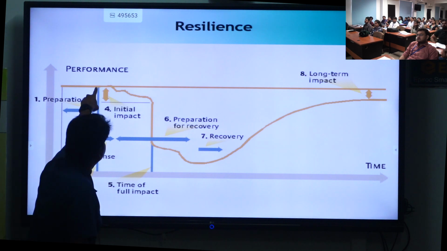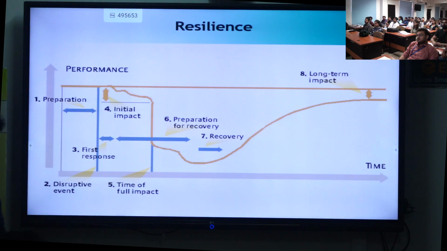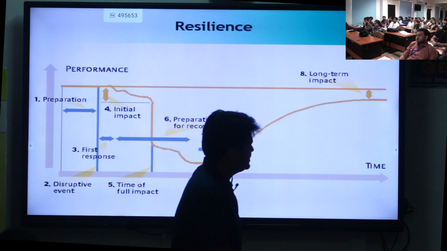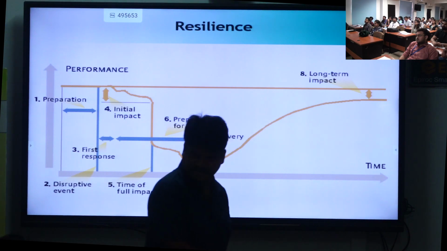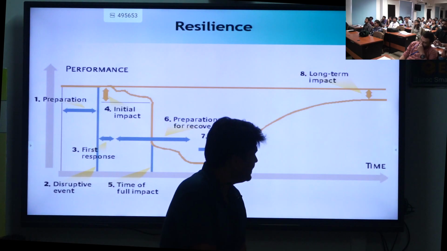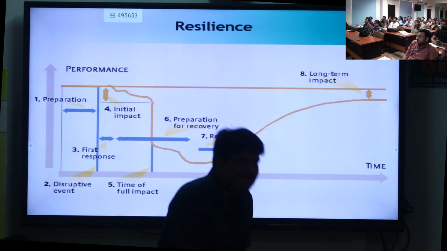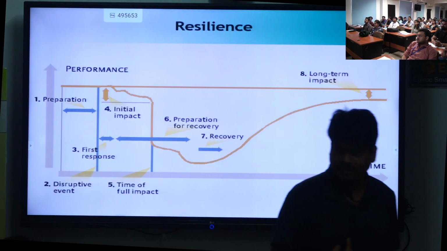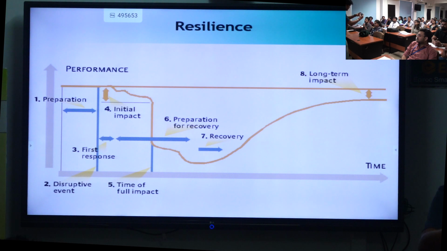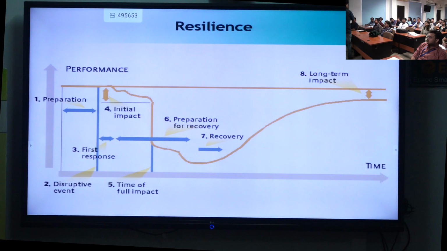Now, there is an event that has happened here. Okay? Understand? So this is the preparation. Now this is where actually the event has happened. This line I put here as the disrupted event that has happened. Okay? What happens? Quickly when it happens, the first response comes in from the community and also from the society and also from the institutions like the government and all other institutions that are dealing with it.